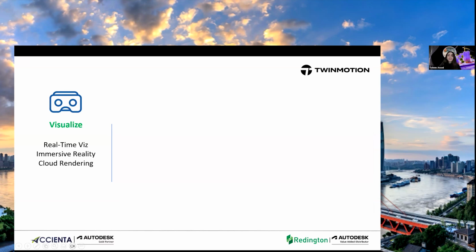Twinmotion is a real-time visualization tool for architects. As you noticed, we jumped from design all the way to simulation and now to visualization. So we're walking with you one step at a time. Twinmotion is a very powerful tool to quickly transform your BIM models into high quality visualizations and animations. It has seamless synchronization with Revit, ArchiCAD, Rhino, and SketchUp.